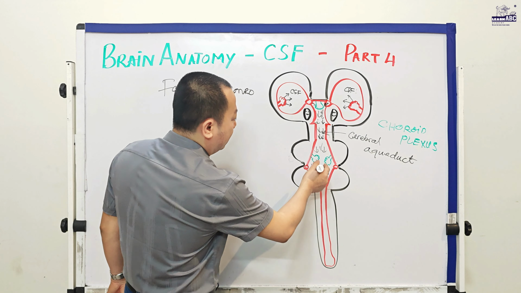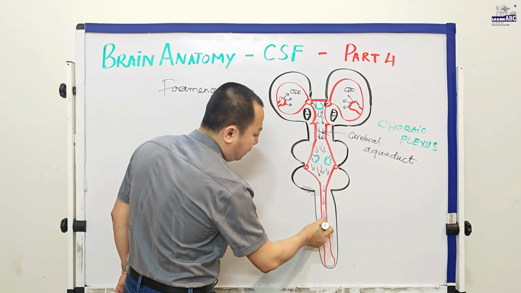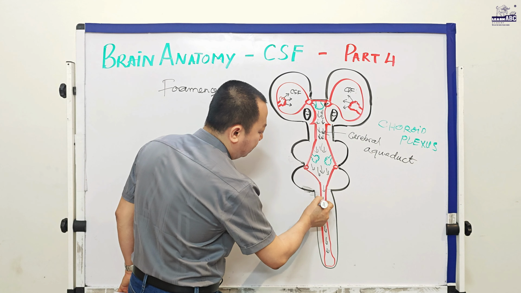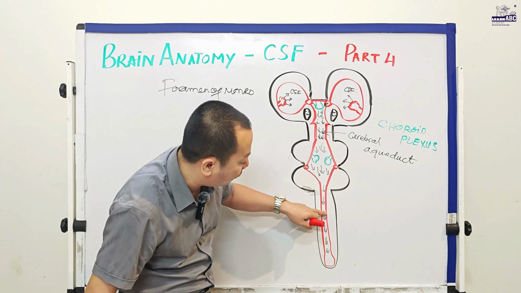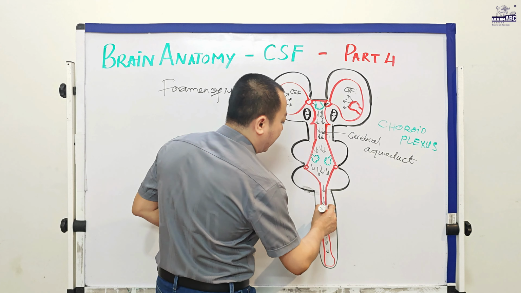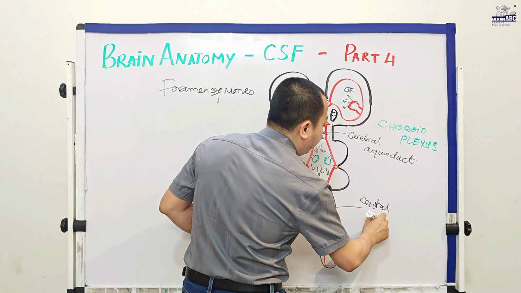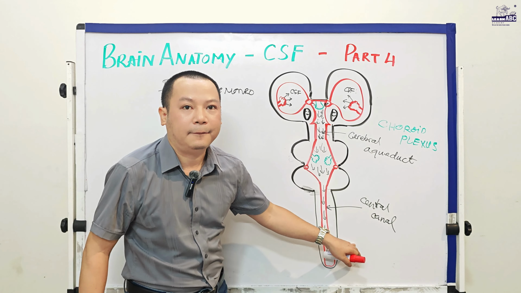And then the CSF continues to move downward to which space? This space or this cavity we call the central canal. The central canal is the cavity of the spinal cord here, right?